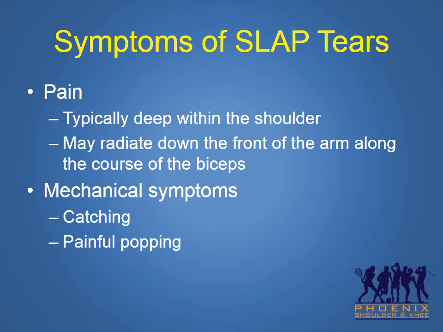Patients with symptomatic SLAP lesions often report deep-seated shoulder pain. Because the biceps tendon is attached to the superior labrum, this pain may radiate down the front of the arm along the course of the biceps tendon and muscle. Additionally, some patients report symptoms such as catching and painful popping in the shoulder.